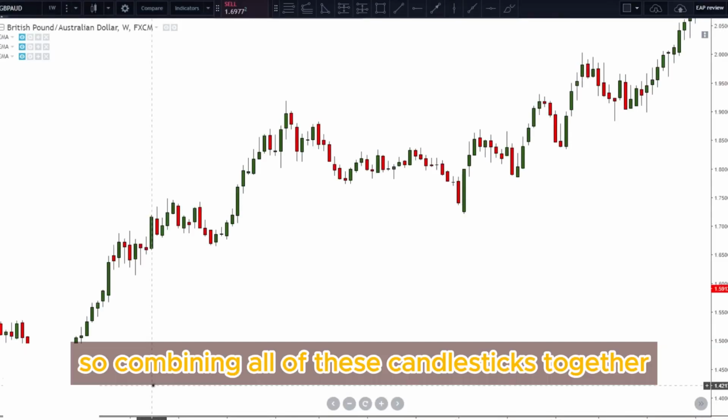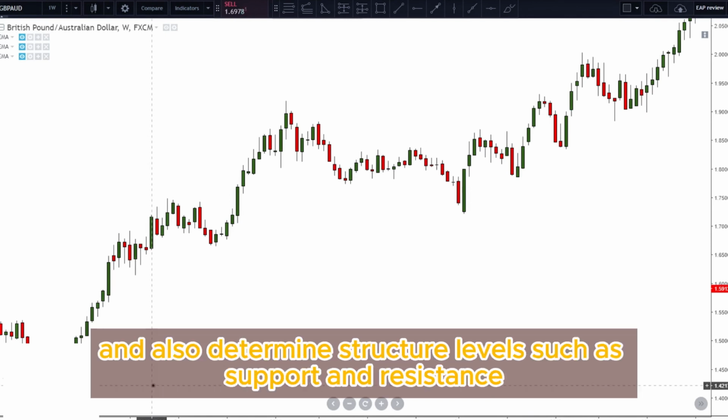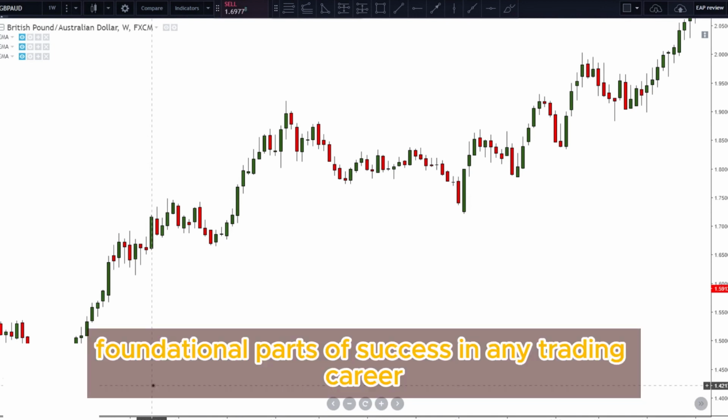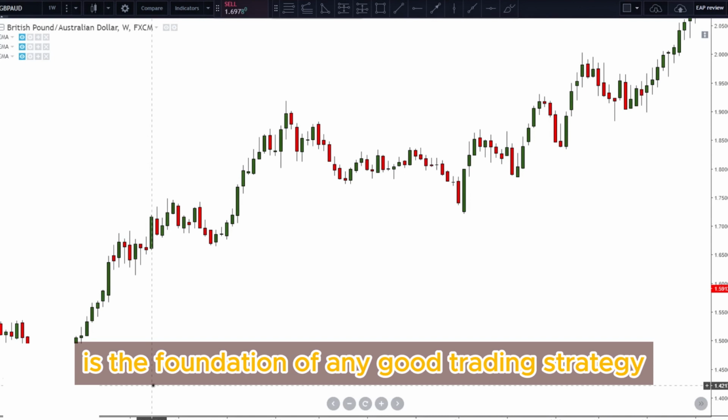So combining all of these candlesticks together is how we can start to actually determine market direction and determine trend, and also determine structure levels such as support and resistance. And these are going to all be foundational parts of success in any trading career on any market. Understanding how to read a candlestick chart is the foundation of any good trading strategy.